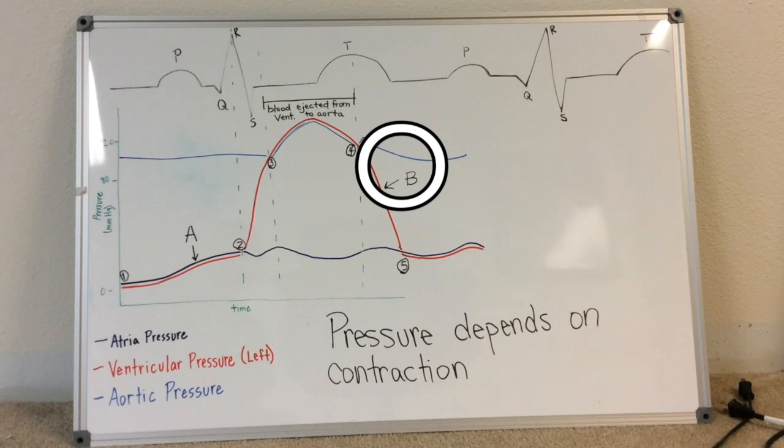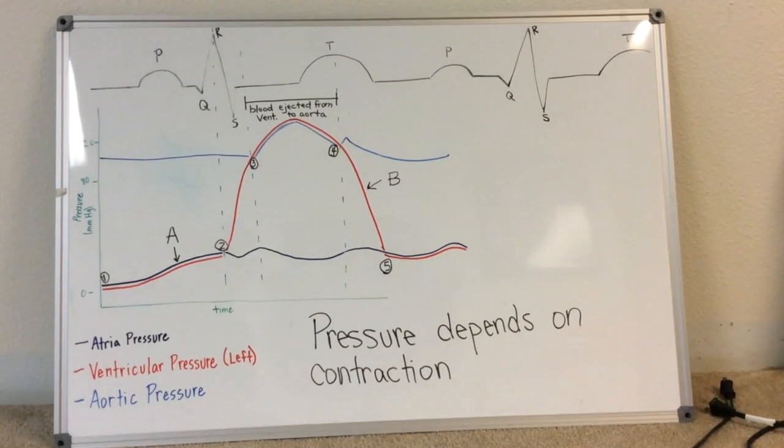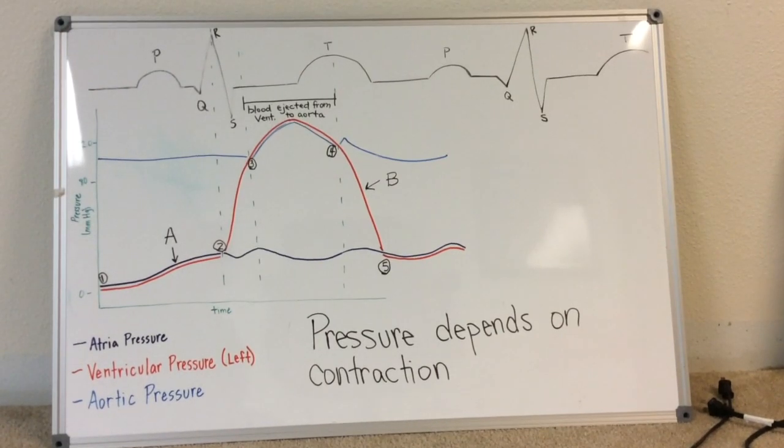As you can see at point B, we see relaxation of the ventricle muscle, which allows for a rapid decrease in ventricular pressure because the muscle tissue is entering a relaxation and repolarization.